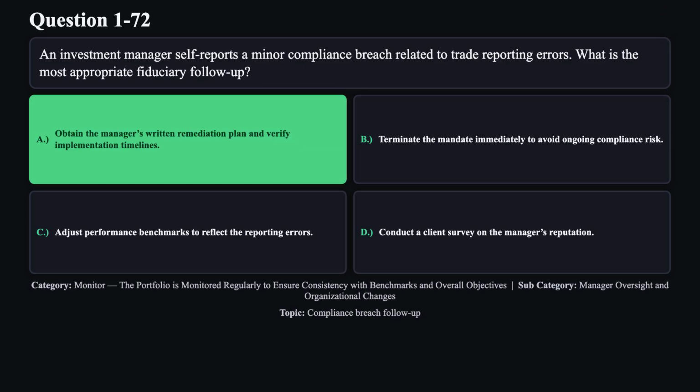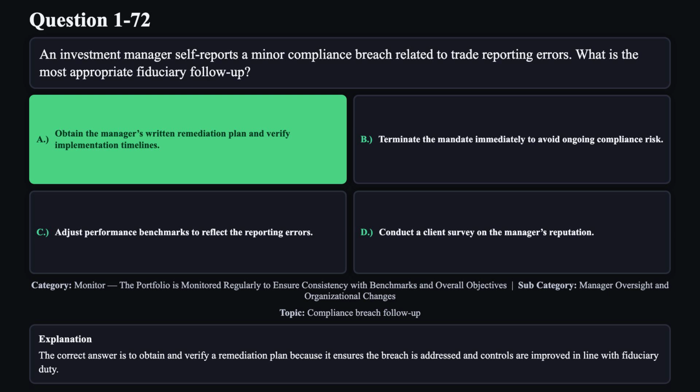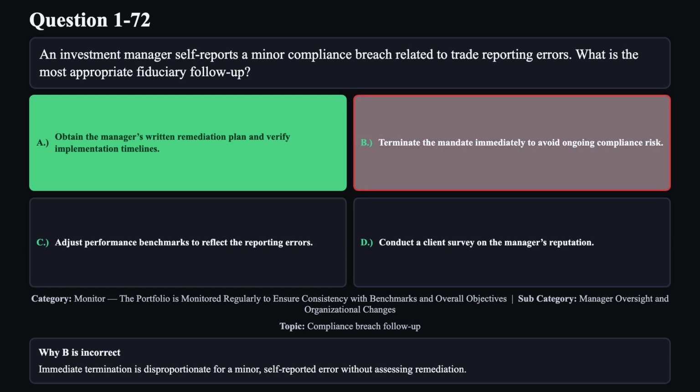The correct answer is A. The correct answer is to obtain and verify a remediation plan because it ensures the breach is addressed and controls are improved in line with fiduciary duty. Reason B is not correct. Immediate termination is disproportionate for a minor self-reported error without assessing remediation.